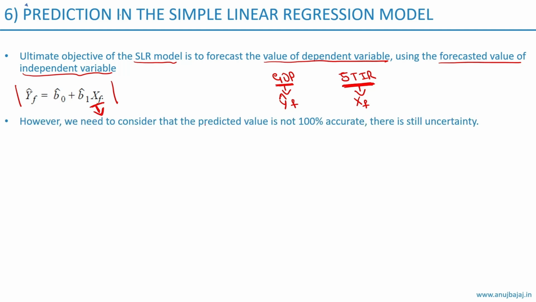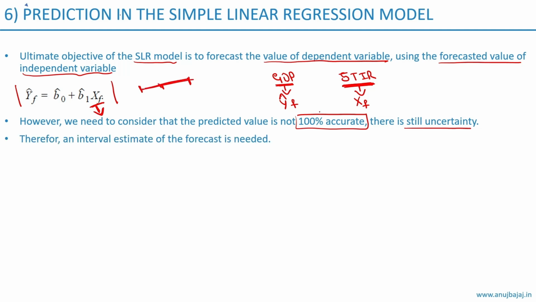However, we need to consider that the predicted value is not 100% accurate. The forecasted value is not 100% accurate. There is still some uncertainty. So instead of just forecasting one value of the dependent variable, it is advised that we construct an interval and conclude that the dependent variable's value could lie somewhere in between this interval. Therefore, we need to construct an interval estimate around the forecast.